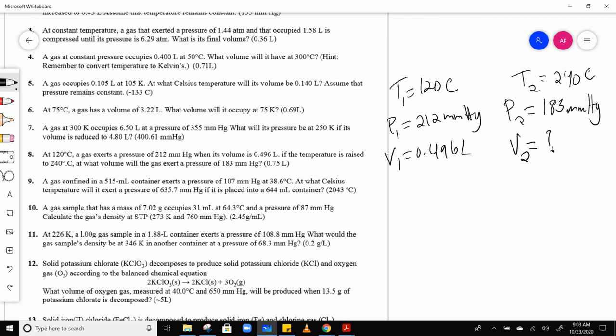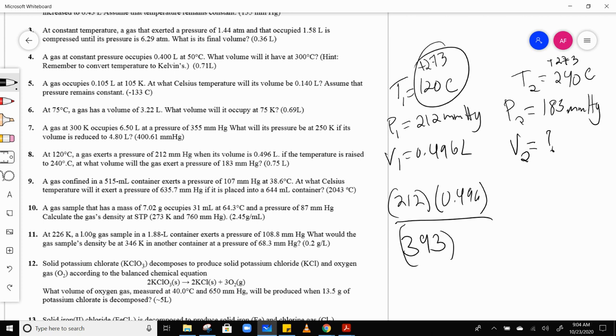Okay, so let's convert the temperatures, add 273, add 273. I don't have enough room, so I'm just going to write it in the equation. So pressure 1 is 212. Volume 1 is 0.496. And temperature 1 is 393. That's just these added together. And that equals P2, which is 183, times V2, which we don't know, over the new temperature of this one, so that's 513.